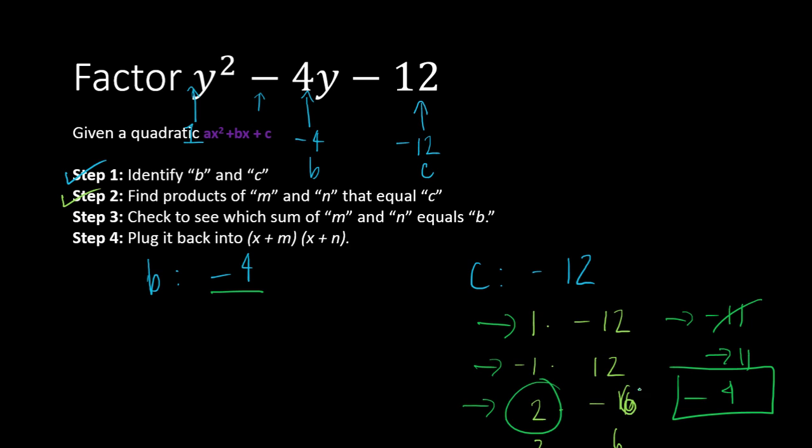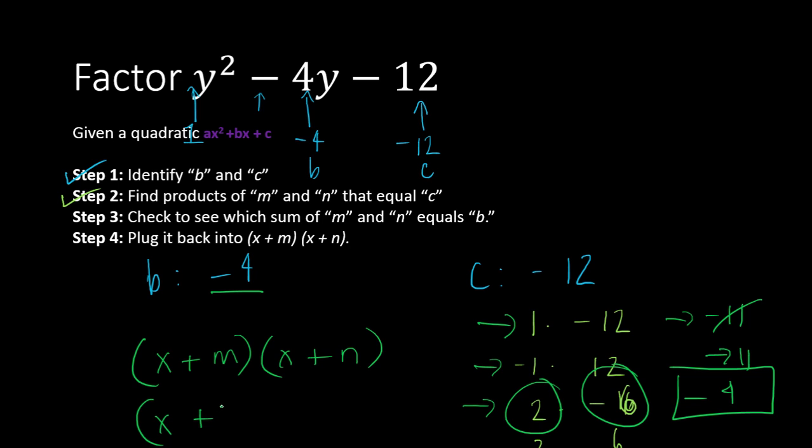Now that I have my values 2 and negative 6, I plug them back into this skeleton equation that I've established. So in this case, I would have 2 and negative 6. Now it doesn't matter which one you assign for m and which one you assign for n, right? Because as we know, when you multiply, 3 times 2 is the same thing as 2 times 3. Same thing here. The order of these terms doesn't matter, just the signs.